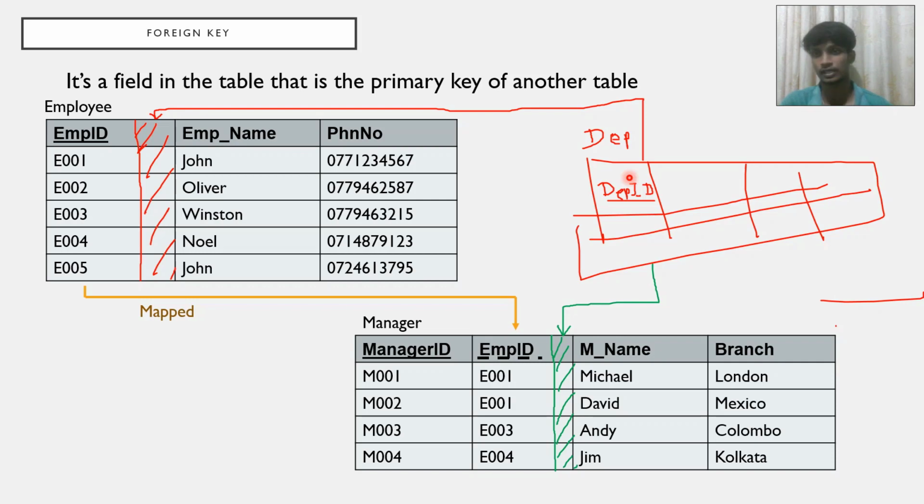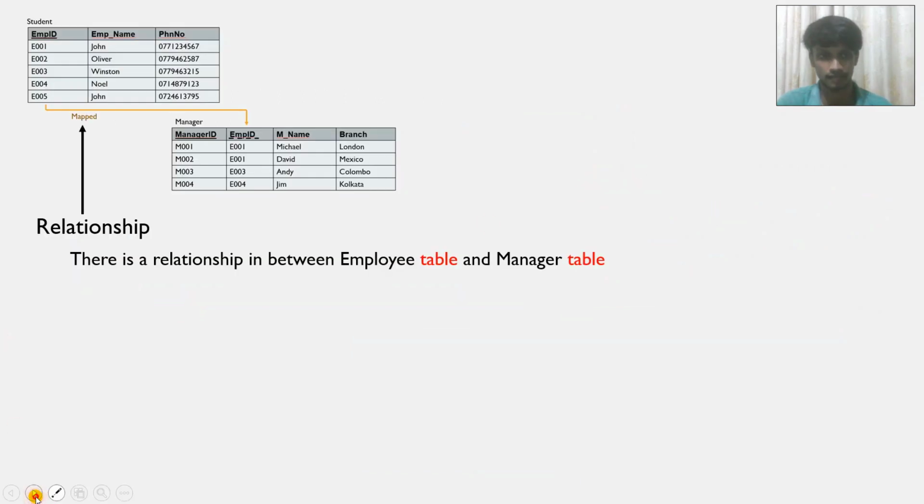So that is how RDBMSs are made, and by using these foreign keys we can create or access relationships in between tables, and that's how a foreign key works. Okay, so let's move to the next slide.